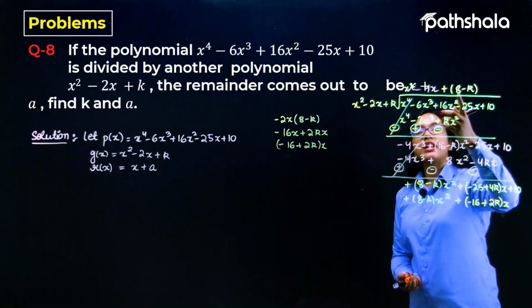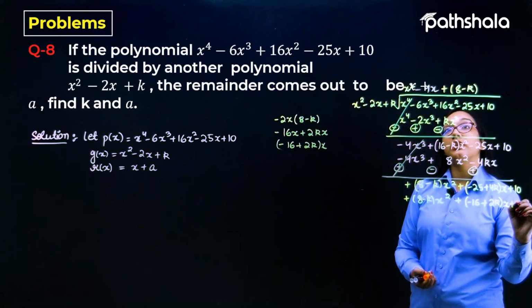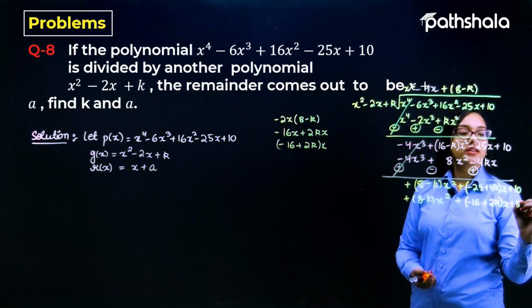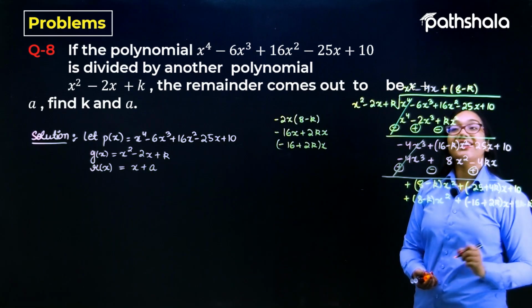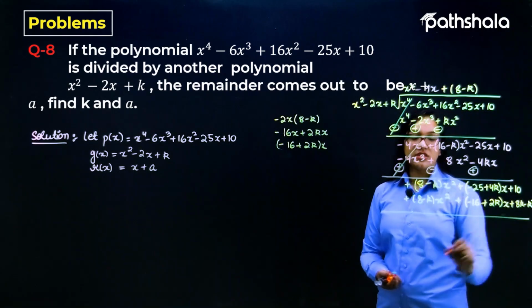Further, we can write it as 8 minus k plus k, which is nothing but 8k minus k square, 8k minus k square. Now let's just subtract all these terms together.